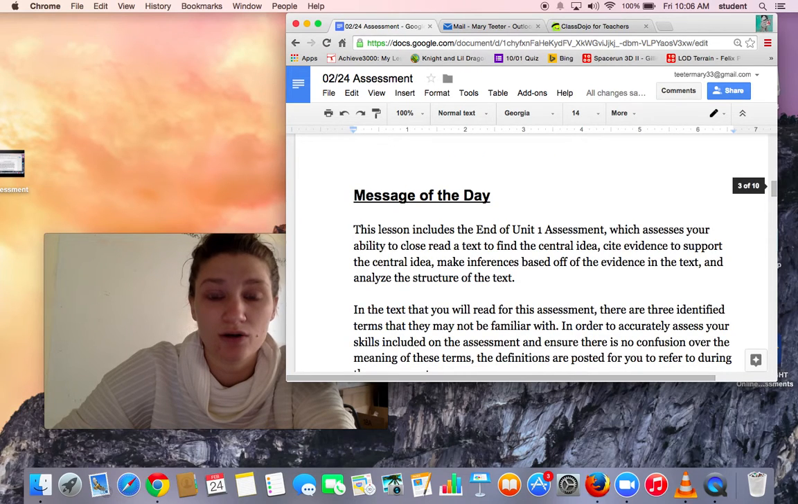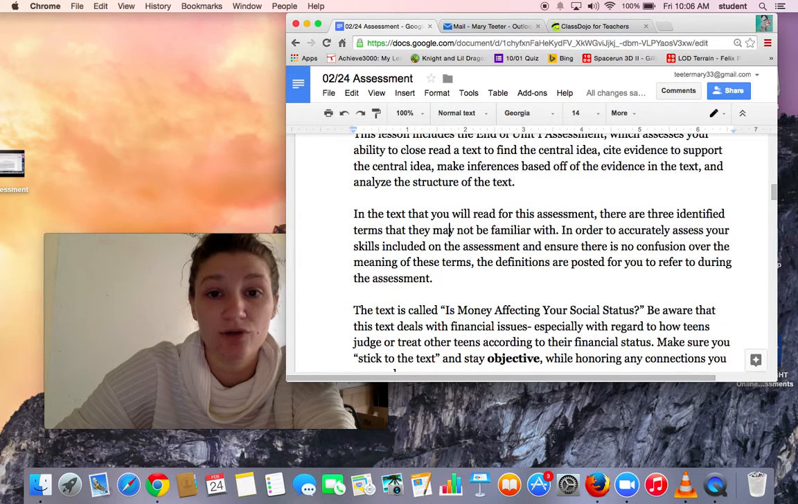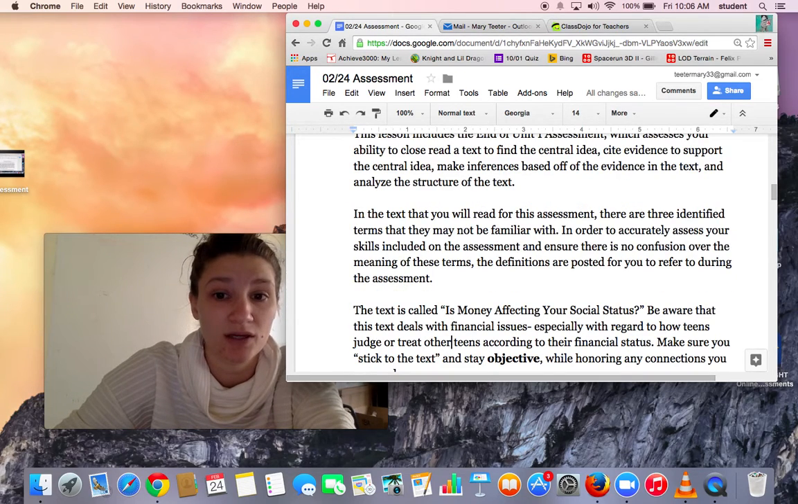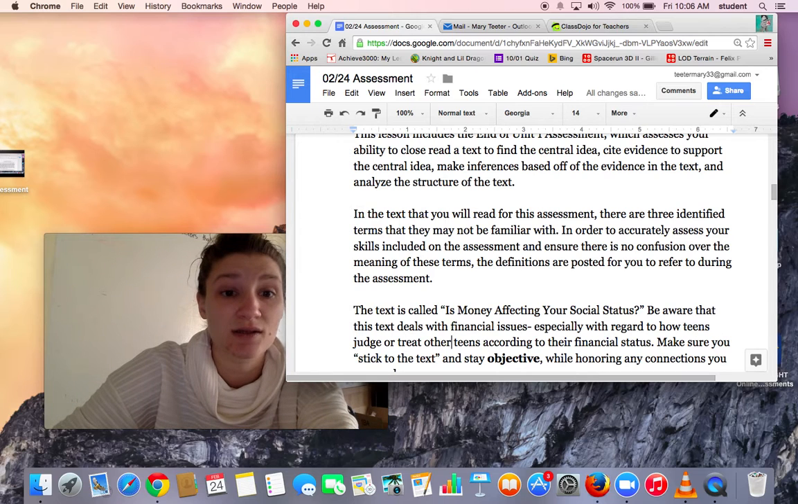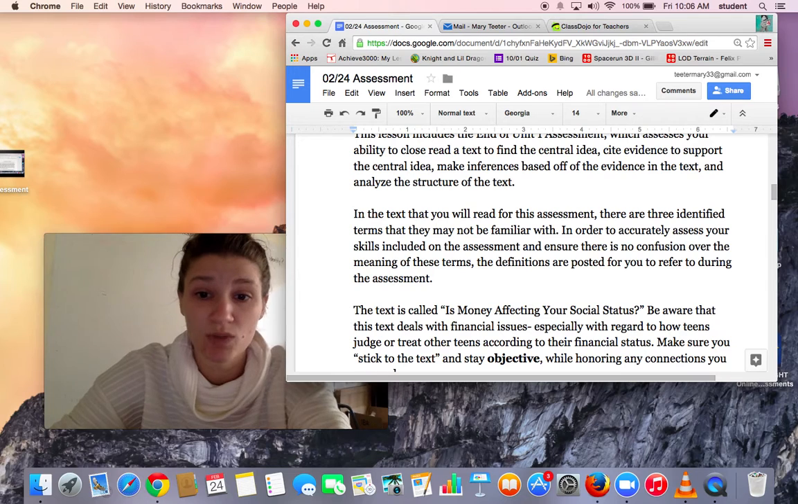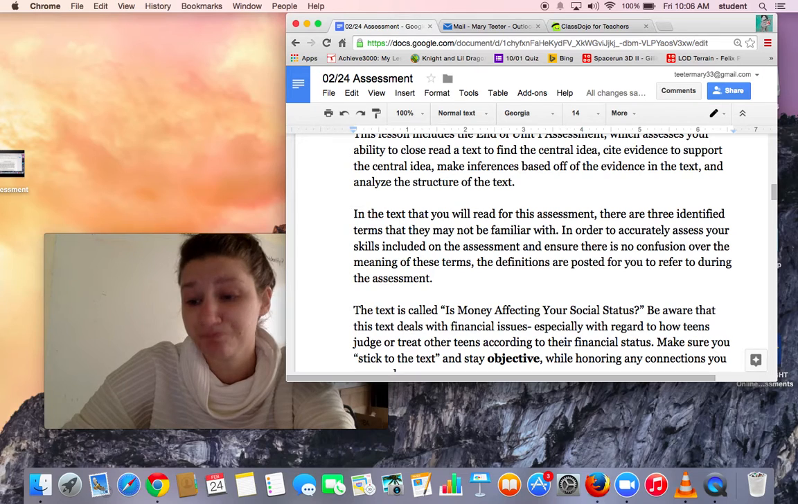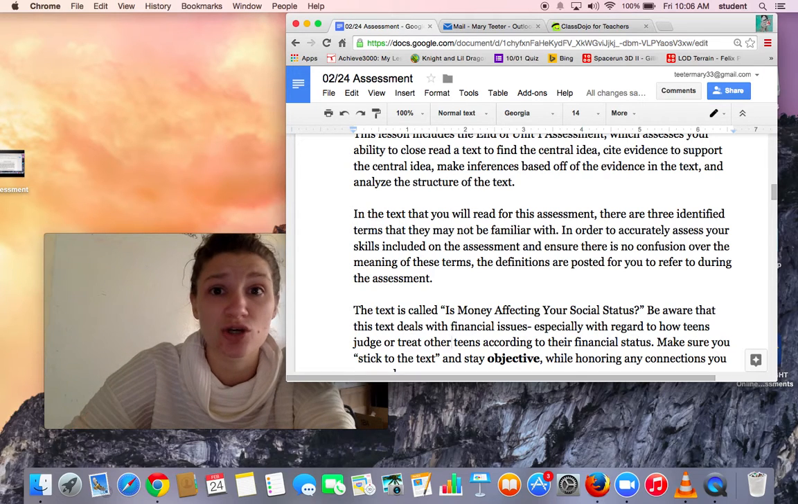When you get to the article, or if you look at the message of the day, it's going to give you a little bit of information about the article that you're going to be reading. It's called, Is Money Affecting Your Social Status? It has a lot to do with financial issues and how finances can affect a person's identity. Just like we've been talking about with culture affecting identity and language, all of those things affect identity, so does money. So make sure that whenever you're reading the article, try not to judge it too much. Make some connections to your own lives, but stay objective.